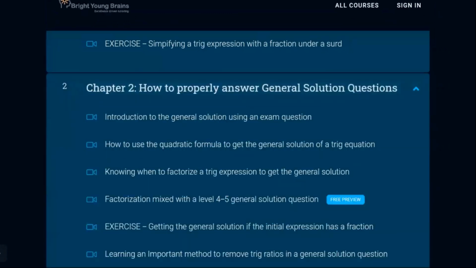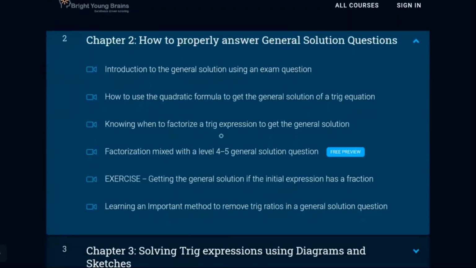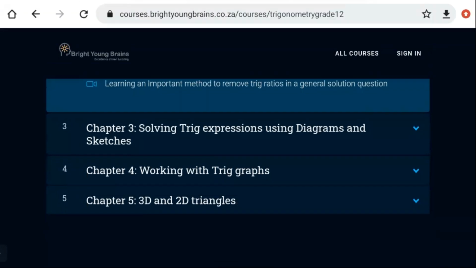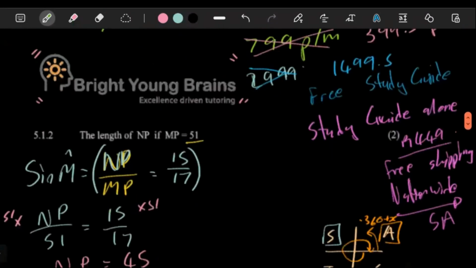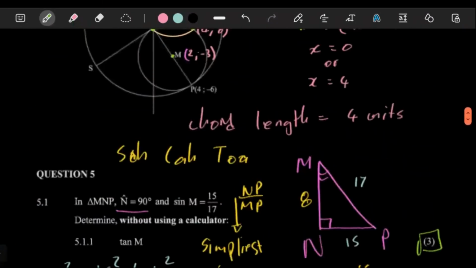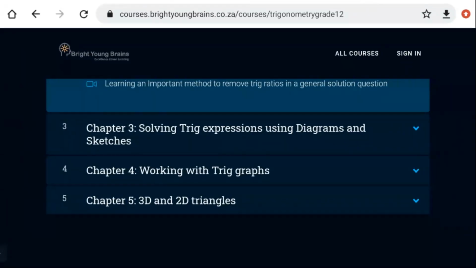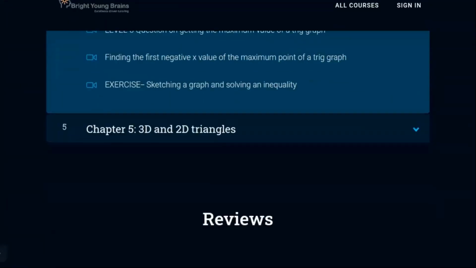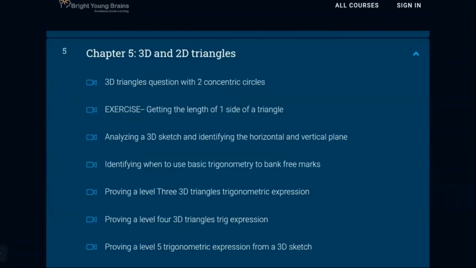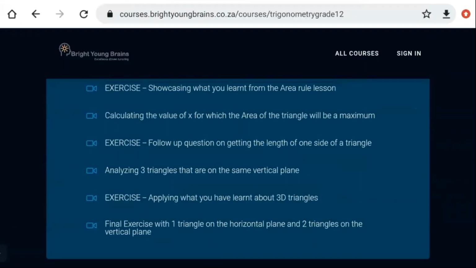Chapter 2 deals with general solution questions, different variations that they can ask you. And then after that, you're going to drill with trig diagrams and sketches, which is just like what we did in the previous question, where you had to get the right angle triangle and everything. And then chapter 4, you're going to work with trig graphs, detailed questions explaining trig graphs. And then lastly, chapter 5 is going to be the 3D and 2D triangles. This is the trigonometry course.